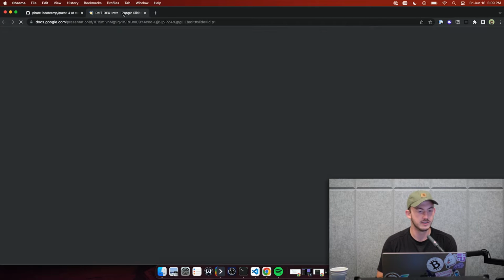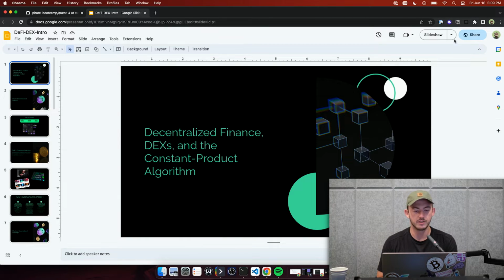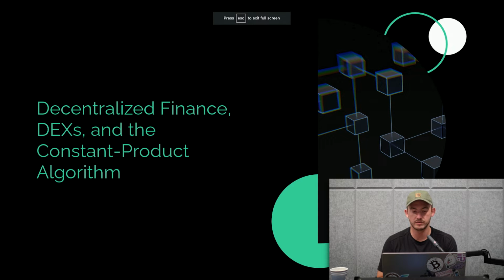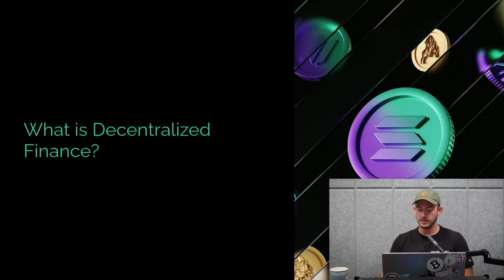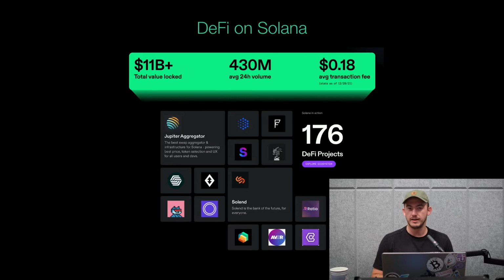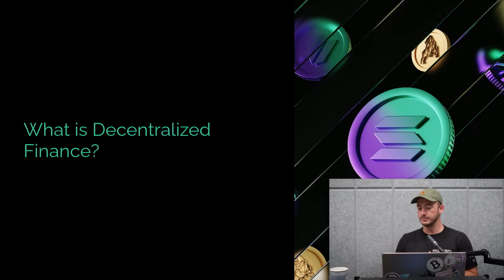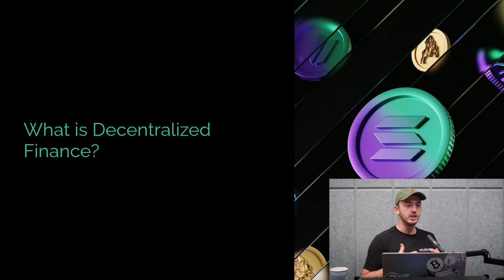Basically, before we get into the code, we're going to talk a little bit about how a DEX works, right? So decentralized finance, DEXs, and the constant product algorithm. First of all, what is decentralized finance, or DeFi? DeFi is basically the means by which crypto unlocks a new way of doing peer-to-peer finance.